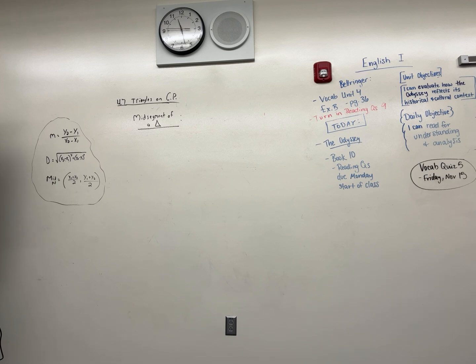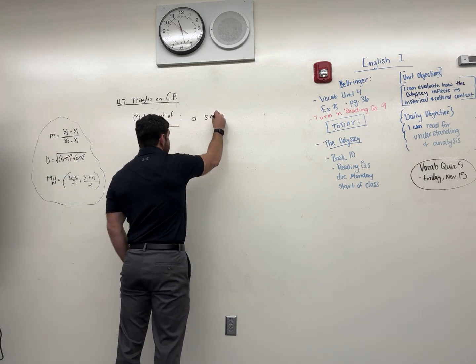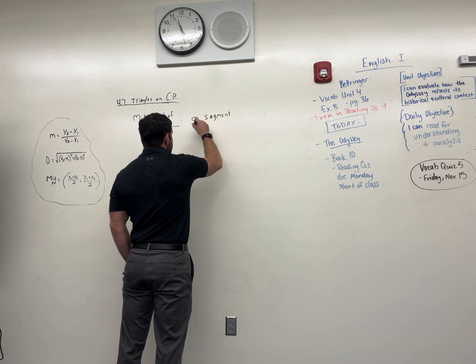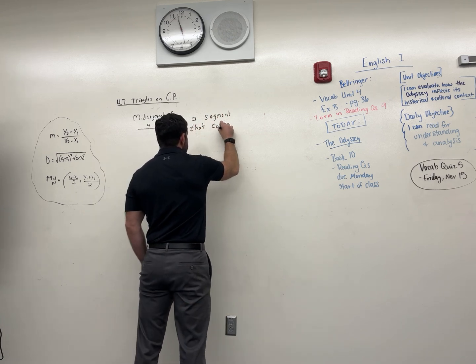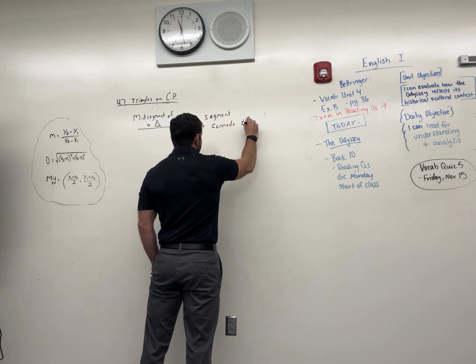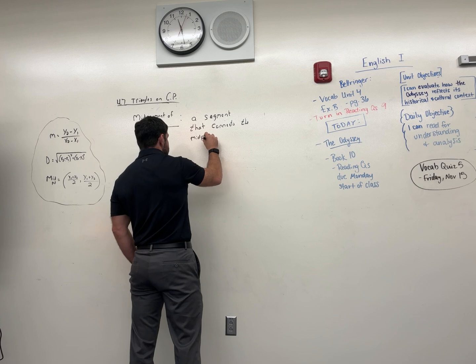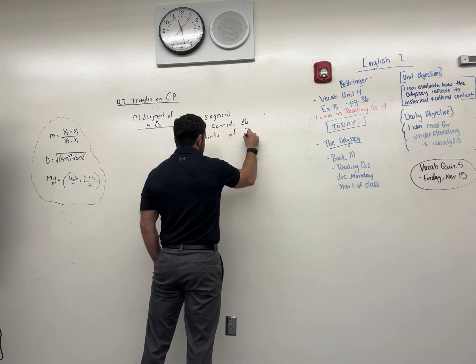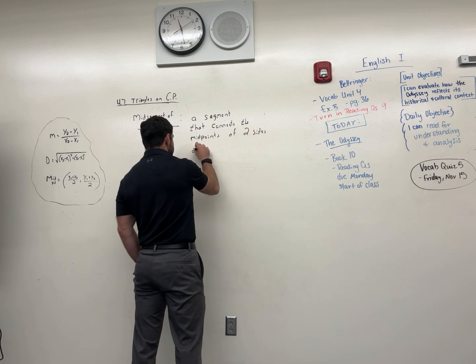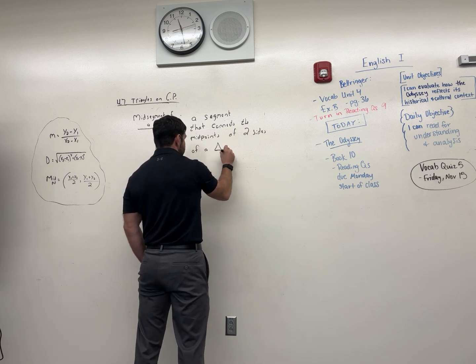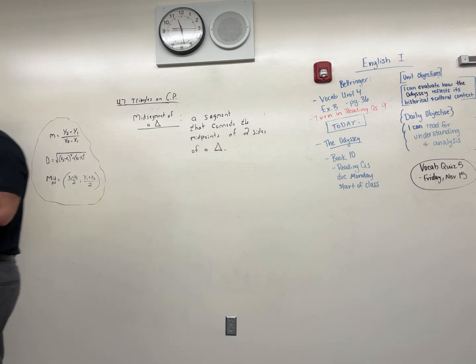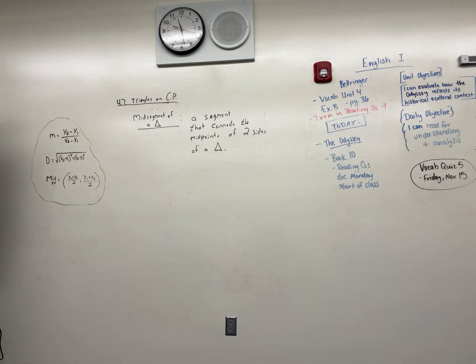Okay. A midsegment of a triangle. This is a segment that connects the midpoints of two sides of a triangle. I'm going to let you copy that down, and then I'm going to show you what I mean. I'm going to slow down. There's only two things that we need to cover today, but this is a big one.